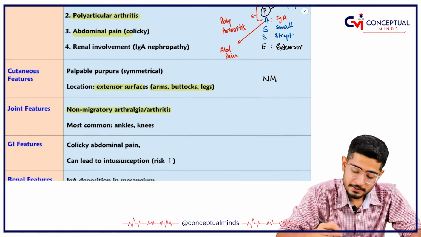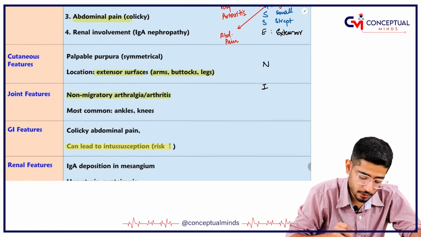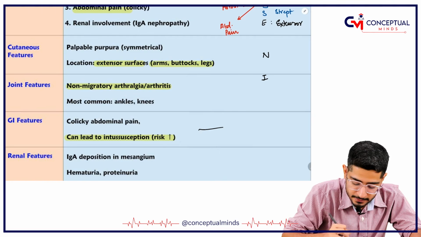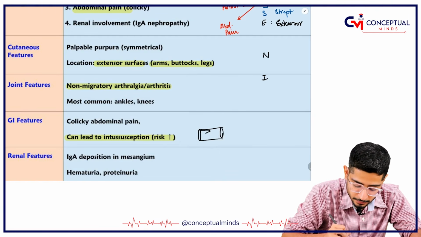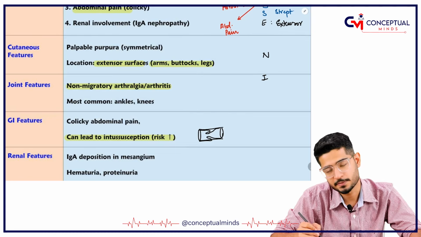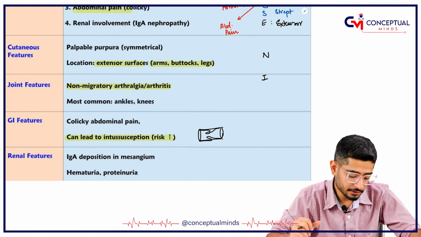Now, one important thing is that there is a huge risk of intussusception. What is intussusception? For example, this is the bowel, and this bowel is going to get folded down, and after folding down it is going to get folded on itself. This is called intussusception. That means one part is inserting into the other part.